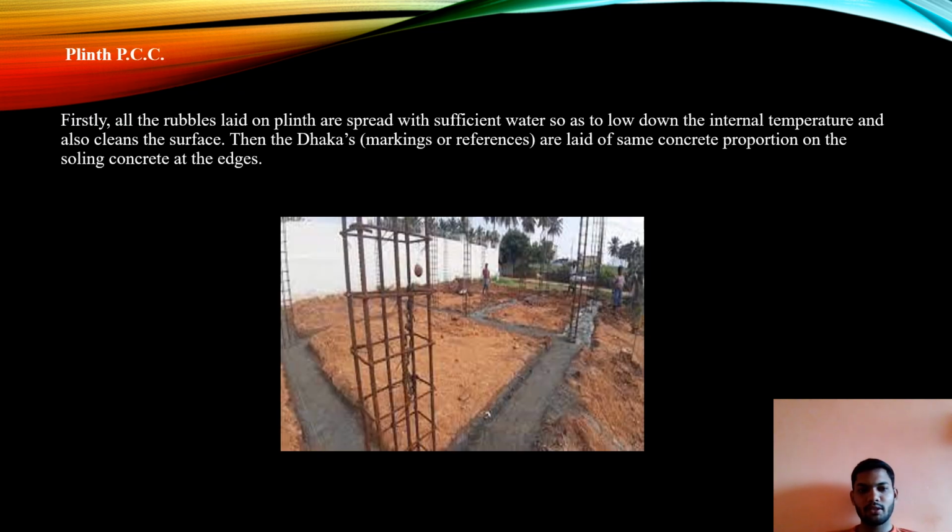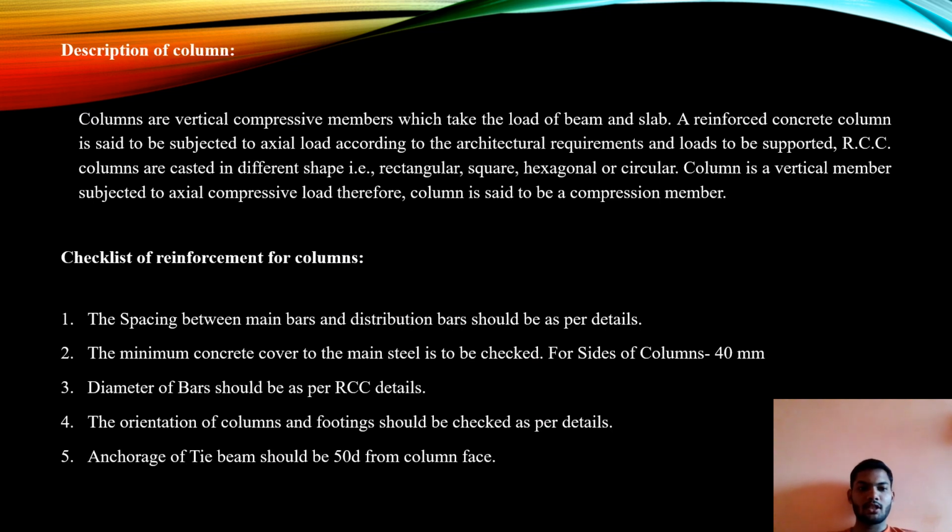Plinth, that is PCC. Firstly, all the rubble laid in the plinth is sprayed with sufficient water, and the surface is cleaned. The concrete is laid in the specified proportion, with solid concrete at the edges. After the plinth, there is a description of the column.